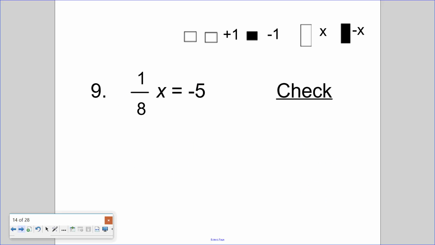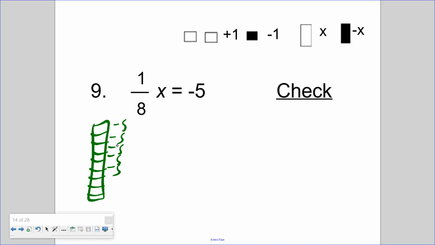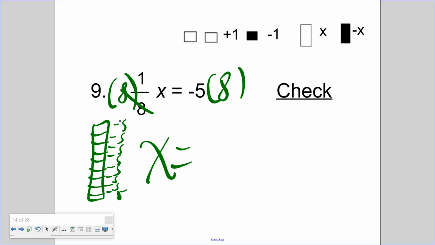Number 9. 1/8 x equals -5. So imagine you have an x cut into 8 pieces. Each eighth has 5 negatives in it. What would a full x equal? I'd rather do it algebraically. What's the inverse operation of divide by 8? Multiply by 8. So x equals -5 times 8.